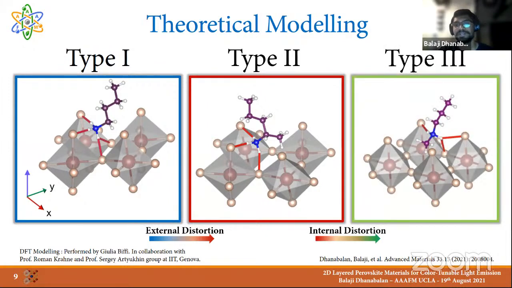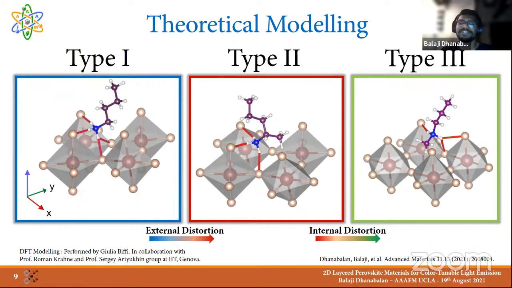It is a secondary amine. It has to accommodate the methyl group, and it also has only 2 hydrogens for bonding, which was creating the internal distortion. That means within the octahedron, the bond length between the lead and bromide was changing. Because of that, the electronic structure was changing. That was creating the broadband emission.